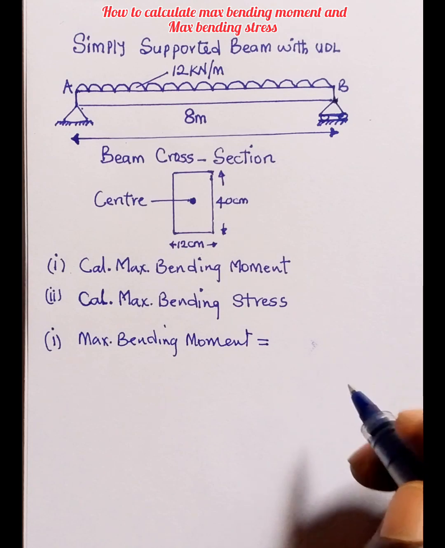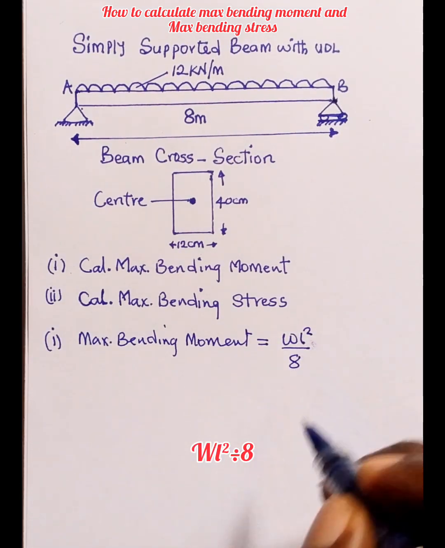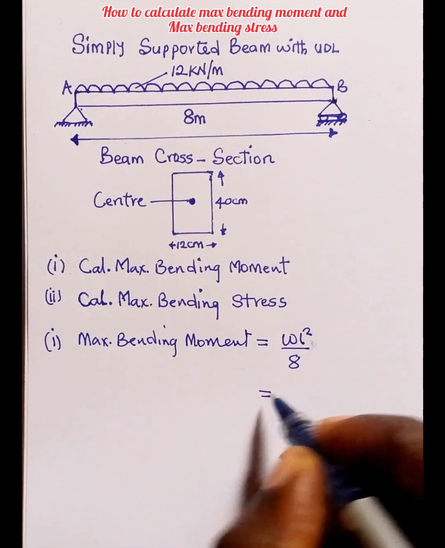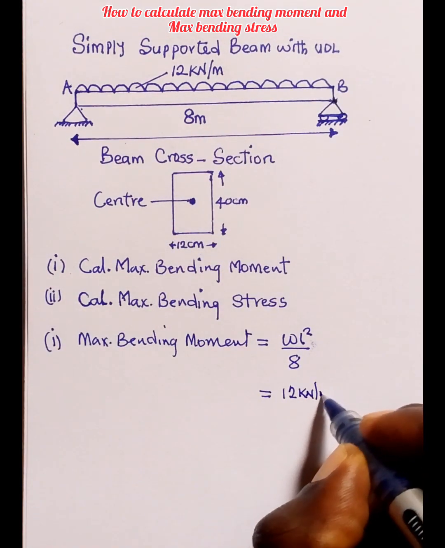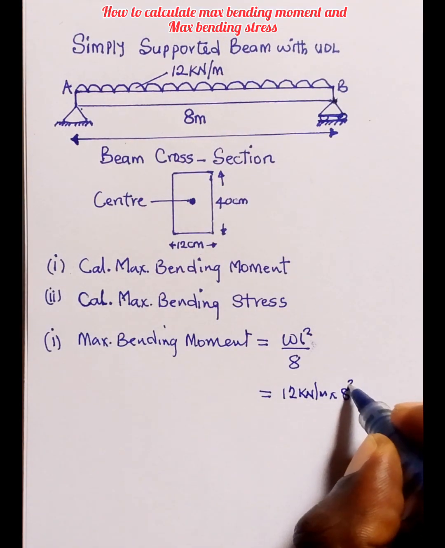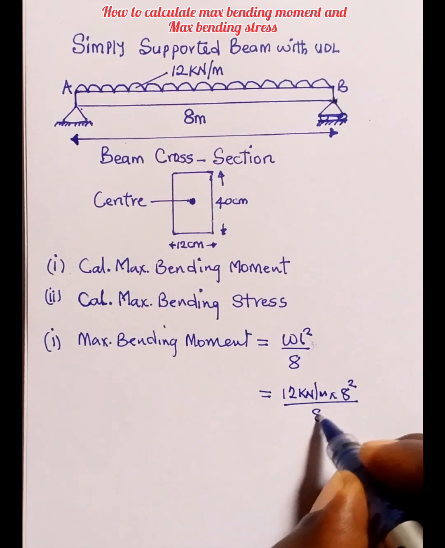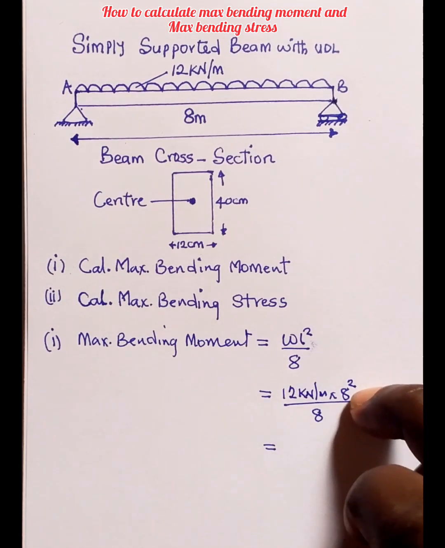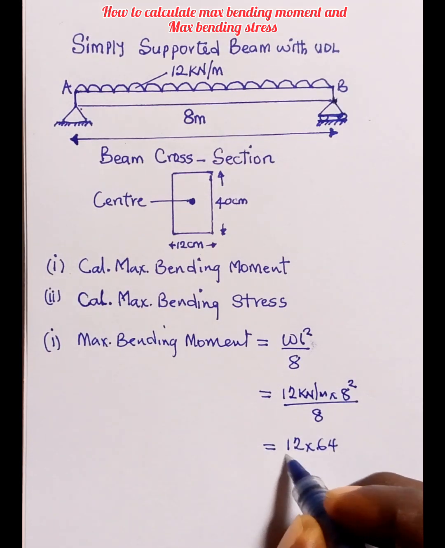In this case, this is the formula we're going to use, where this stands for the load, this for the span, and this is a constant. So what is the load? The load is this, multiplied by the span, which is what? 8 meter. So let's take the square of this. We have this over 8.